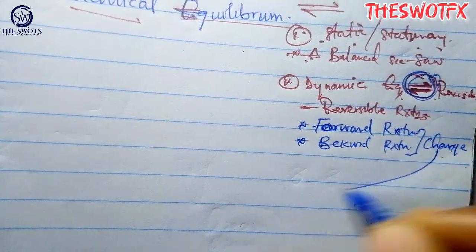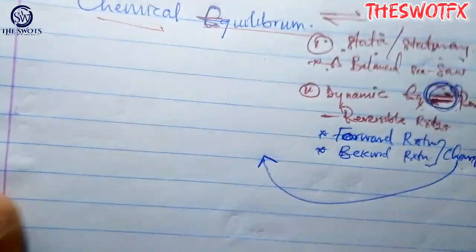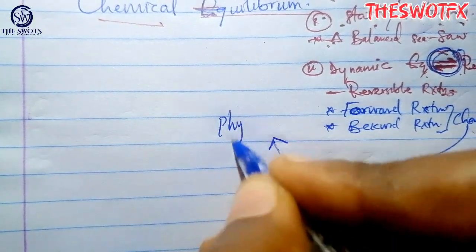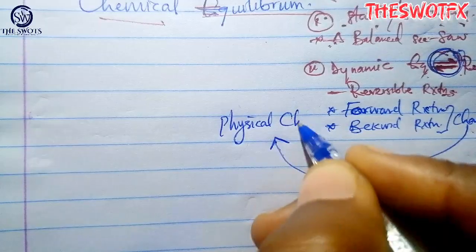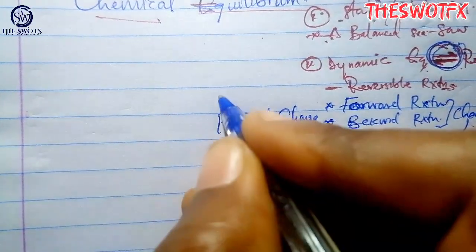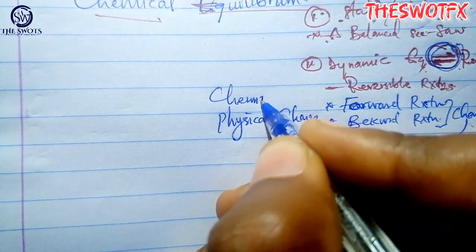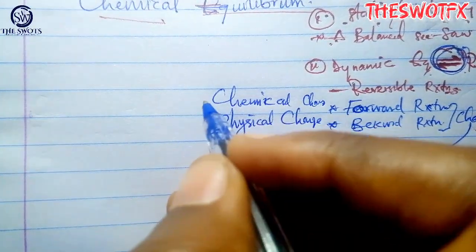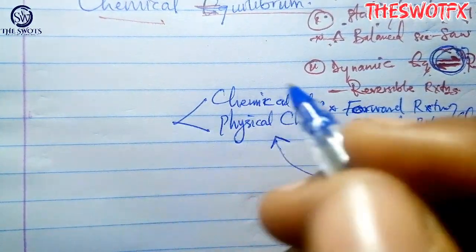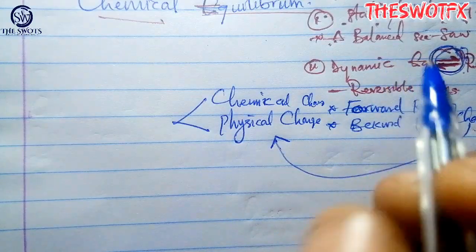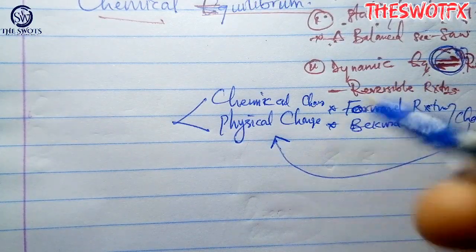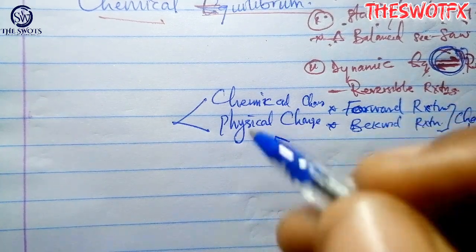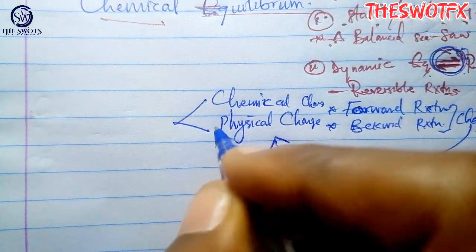We have types of change. We can have what we call the physical change, and we also have what we call the chemical change. Now, these two are generally known to be the types of change that we can have in any form of reaction. So let me talk about the physical change.